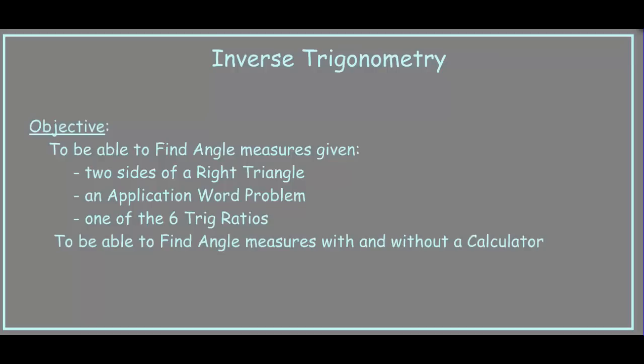I hope you feel a little bit better about being able to find angle measures given two sides of a right triangle, an application word problem, one of the 6 trig ratios, and to be able to find an angle measure with and without a calculator.